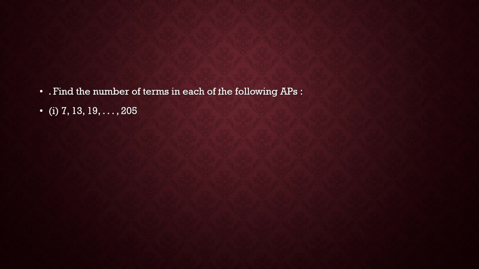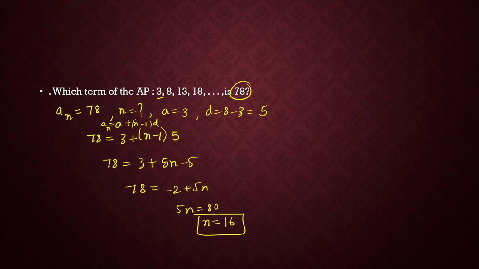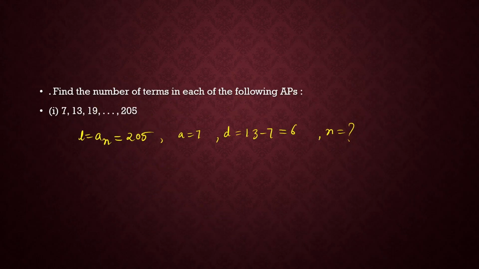Find the number of terms in each of the following APs. You have to find the number of terms. So last term, if we consider it as an, it is 205. First term A is equal to 7. Common difference D is equal to 13 minus 7, that is equal to 6. Okay, you have to find the value of N. That's it. Again, the similar question. And yes, you can easily solve this question, I guess.